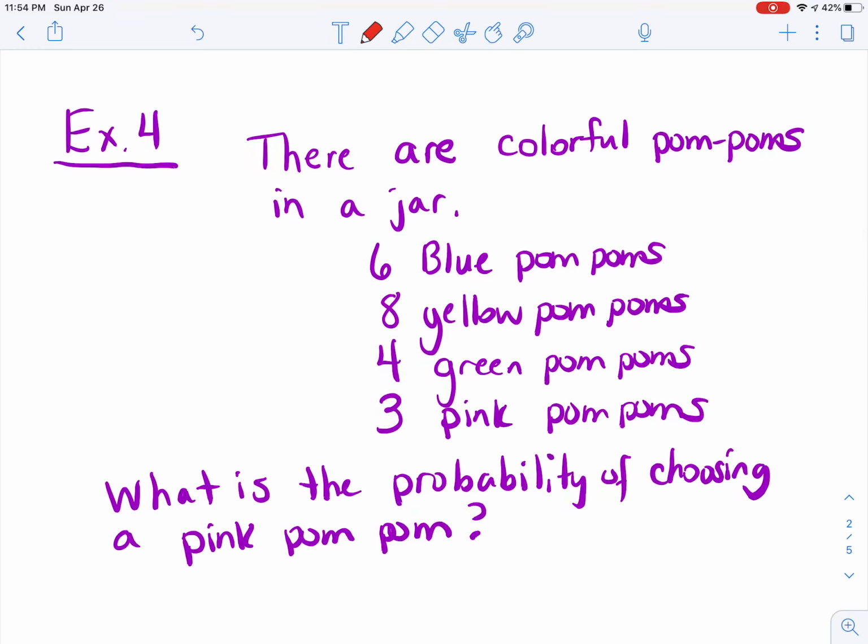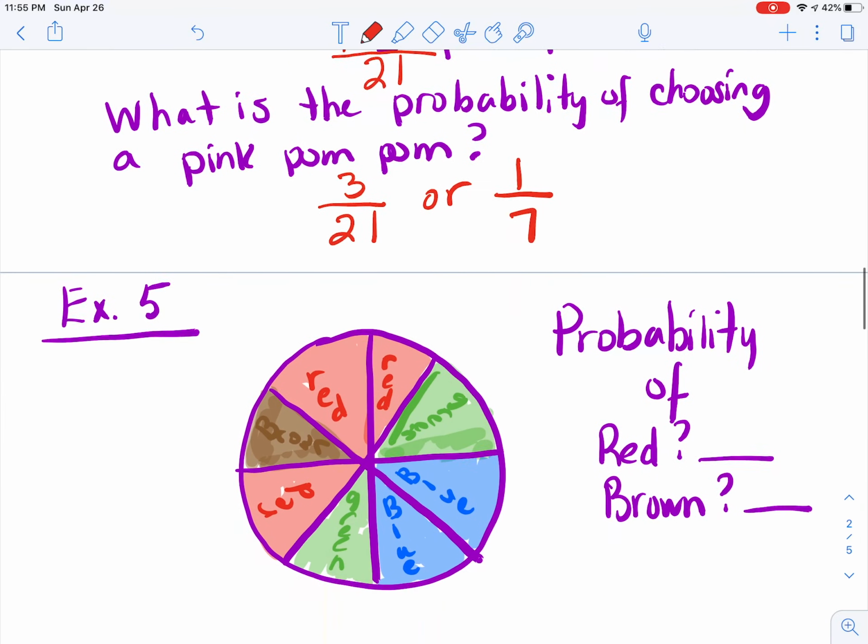Example 4. There are colorful pom-poms in a jar. There's 6 blue, 8 yellow, 4 green, 3 pink. What is the probability of choosing a pink pom-pom? Well, I need to figure out the total number of pom-poms first. So 6 plus 8 is 14. 14 plus 4 is 18. 18 plus 3 is 21. And the number of pink is 3. So it would be 3 out of 21 or 1 out of 7.